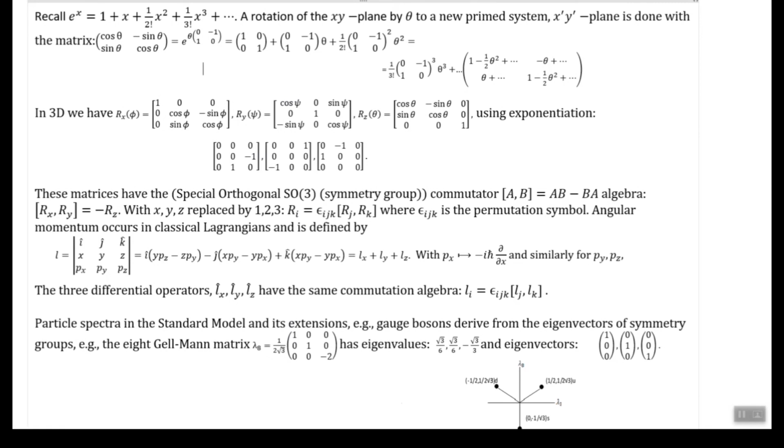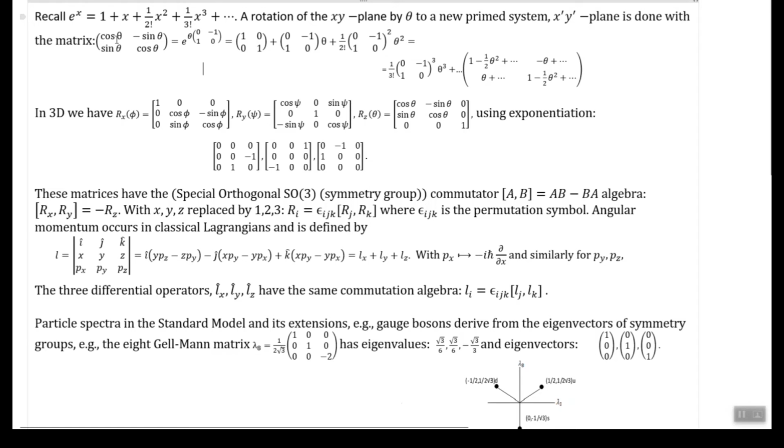So let us recall in this case what the exponential e to the x is when you do a Taylor series expansion of it. It's 1 plus x plus a half x squared plus 1/3 factorial x cubed ad infinitum. Now consider a rotation of the xy plane by angle theta, where theta is a continuous parameter, to some new x prime y prime rotated system. In other words, this is going to be my rotation matrix, and I apply it to a column vector of x y to get x prime y prime.